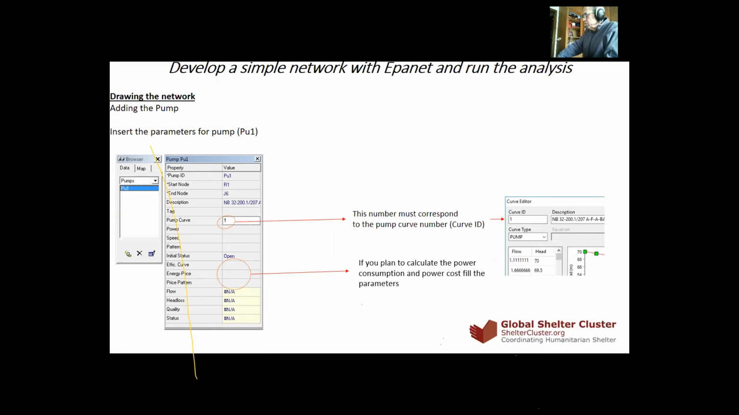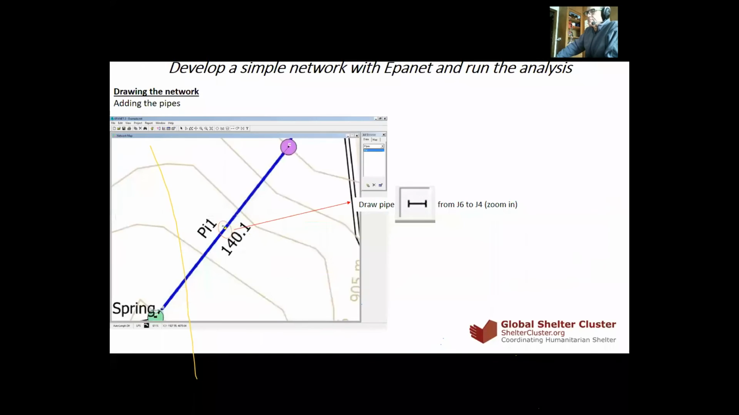And of course, you could also put the power consumption, the cost of the power per kilowatt hour, and then you could also have the cost of the pumping time. This is, if you have those data, why not do it? This is very helpful when you have to calculate the cost and maintenance of your system.